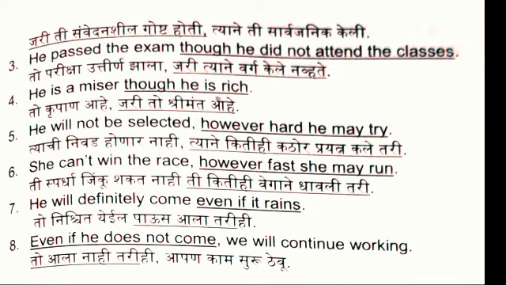In the sentence, he will not be selected however hard he may try. However hard he may try is adverb clause of contrast. The sixth sentence, that is, she can't win the race however fast she may run. However fast she may run is the example of adverb clause of contrast. In the seventh sentence, he'll definitely come even if it rains. Even if it rains is adverb clause of contrast. And look at the eighth and last sentence. Even if he does not come, we will continue working. Even if he does not come is the example of adverb clause of contrast because it shows the contrast with the action in the main clause.